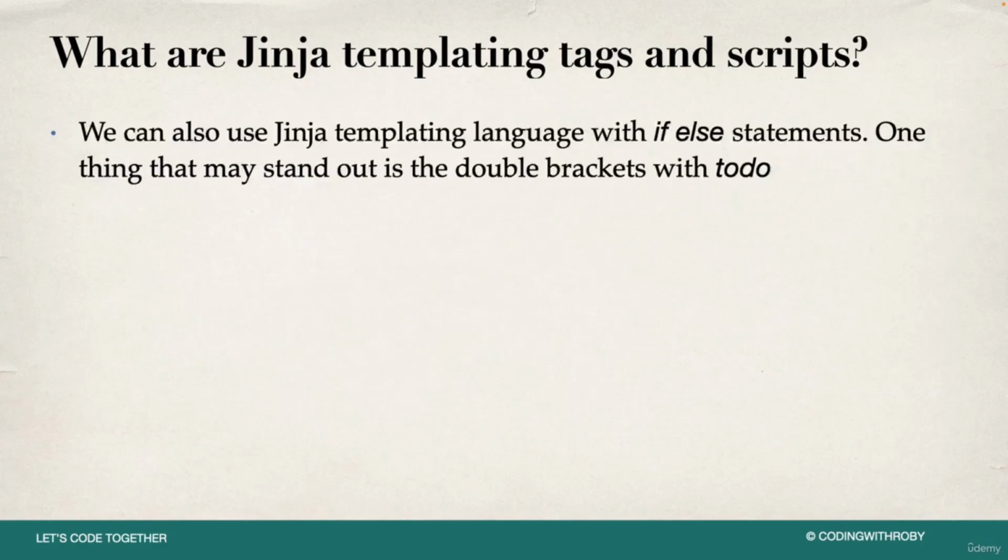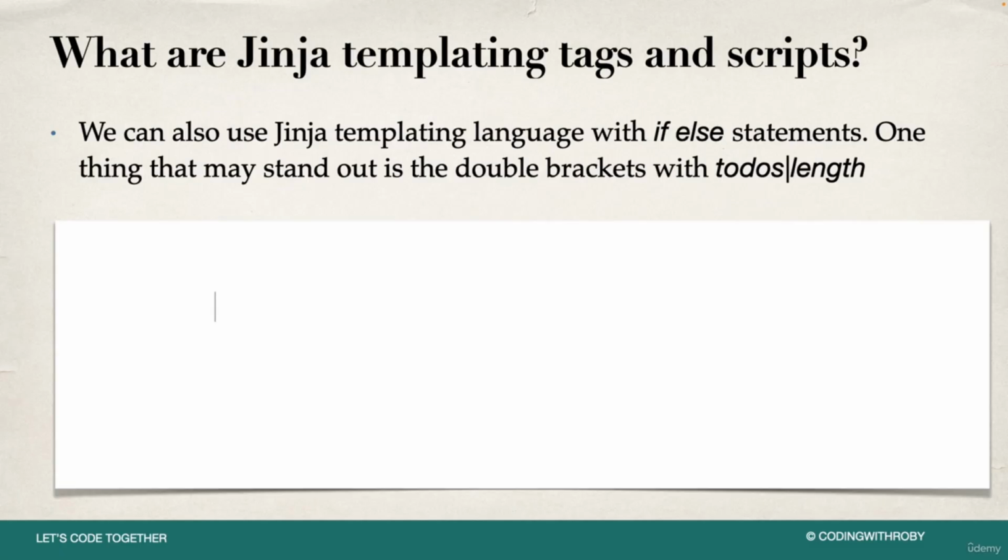Now, what else can we do? Well, we can also use Jinja templating language with if-else statements. So we went over the for each statement. We can also use if-else statements. One thing that may stand out is the double brackets with to-do length.